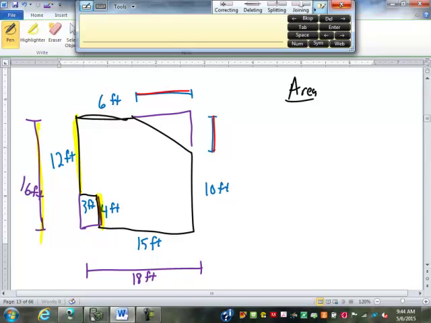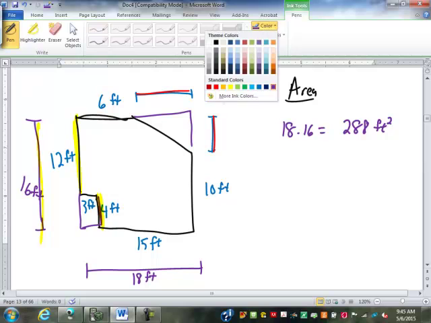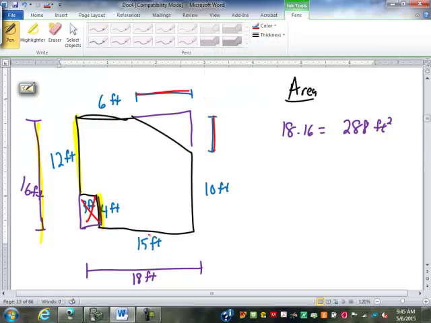So we're going to start out with the area of that whole thing, which is 18 by 16, otherwise known as 288 square feet. But the actual area is smaller than that. We got pieces that have to come out. This piece here is 3 by 4, 12 square feet. So that puts me down to 276 square feet.